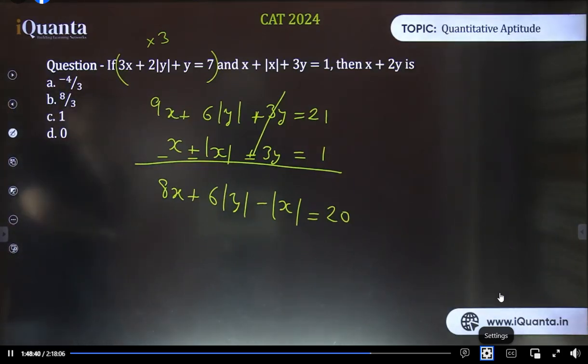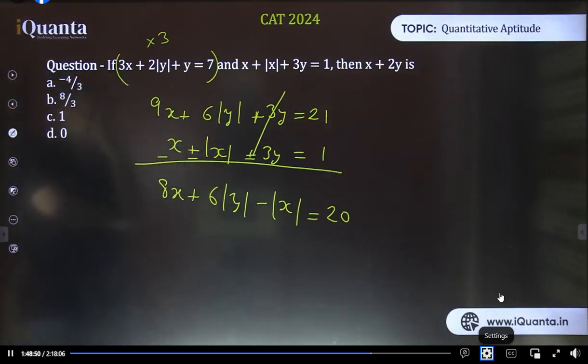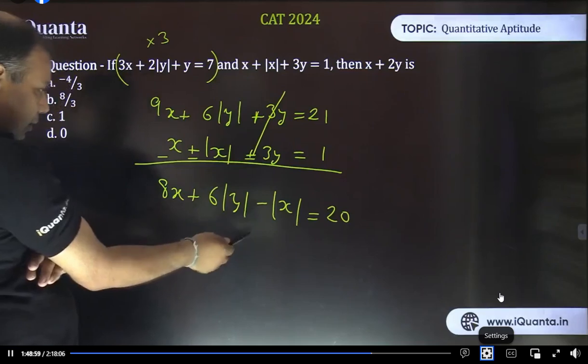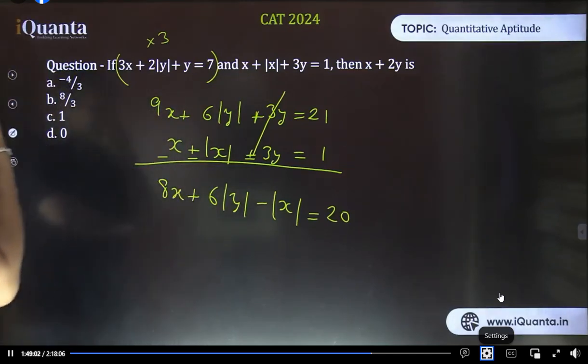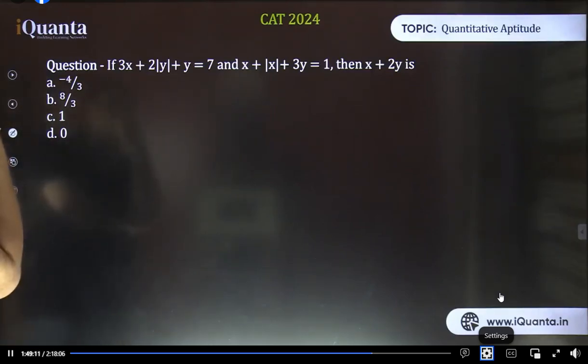X will always be non-negative. X cannot be negative. Why? If I take x to be negative, what will happen? This will remain 8x. This will become plus x. So 9x. Now this is not helping. This case is not helping. Let me erase this. I wish to avoid, erase some part here.